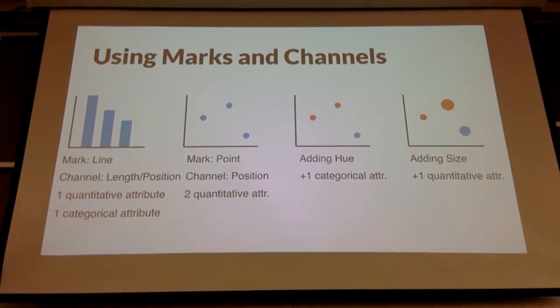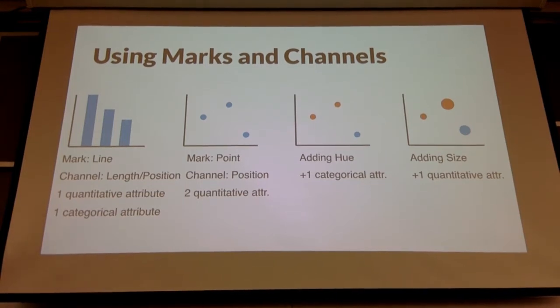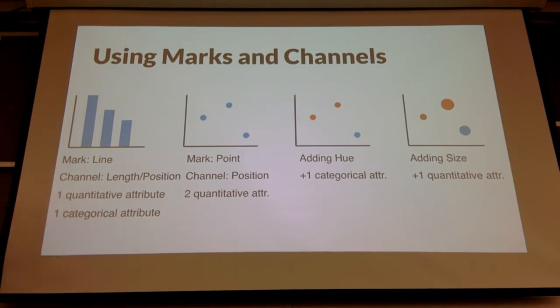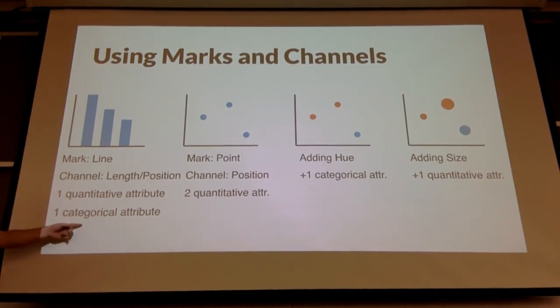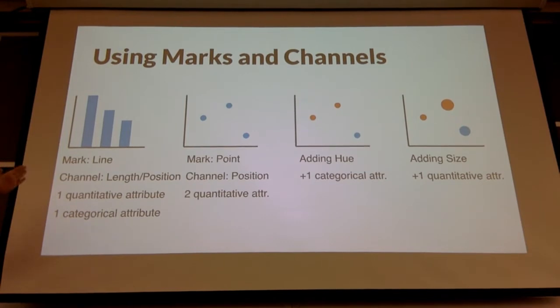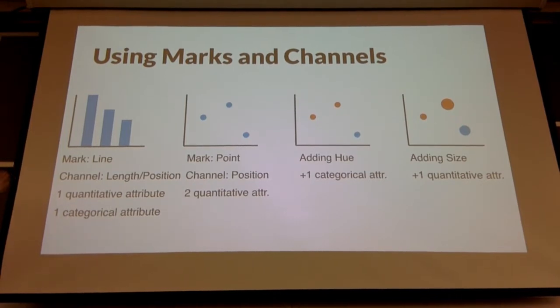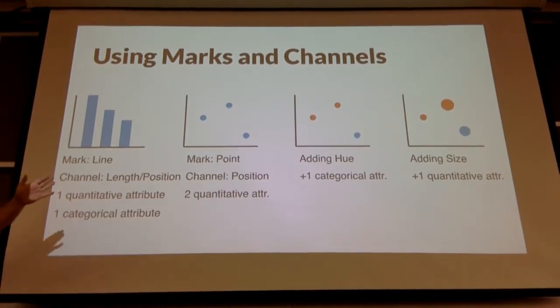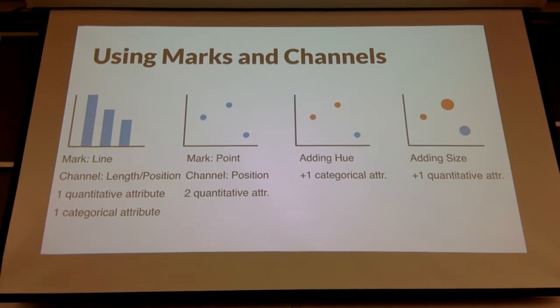Of course, it depends on the data set we have and what we want to say about it. So in this case, our marks are lines. We have the channel here, the length of the line, and also the position of the line in X. And we map one quantitative attribute to the height and one categorical attribute to the position. You could think of the categorical attribute in this case either being the items, but it could also be the aggregate of something else.